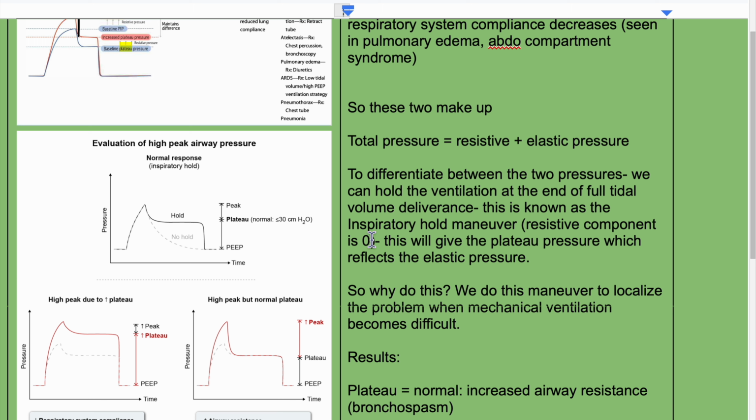Resistive component is 0 here, right? Because you have already overcome the resistance that is required to get the air into the lungs. Okay, this will give you the plateau pressure, which reflects the elastic pressure. So after it's done and the hold, that is where the plateau is. Okay, if there's no hold, it would go down like that. So if there's hold, it's over there. Okay, so this is known as the inspiratory hold. Resistive component is 0. This will give the plateau pressure, which reflects the elastic pressure.